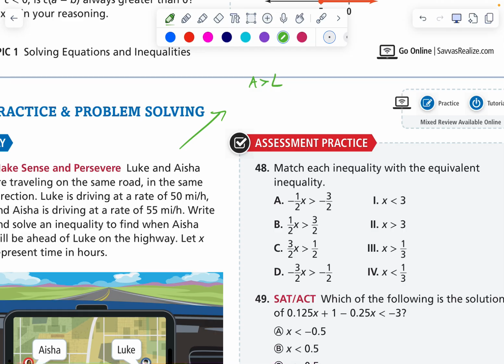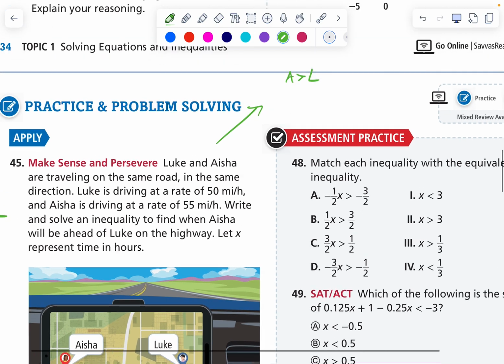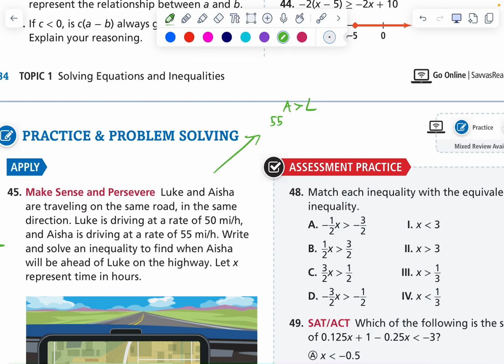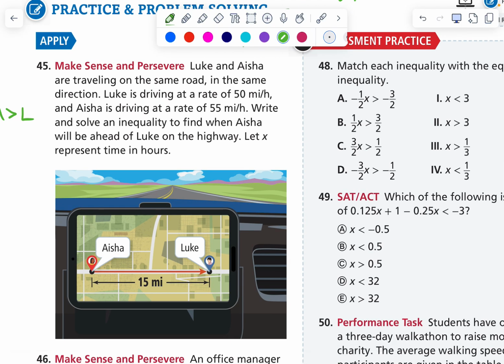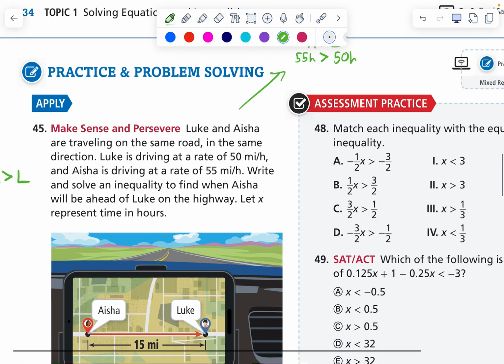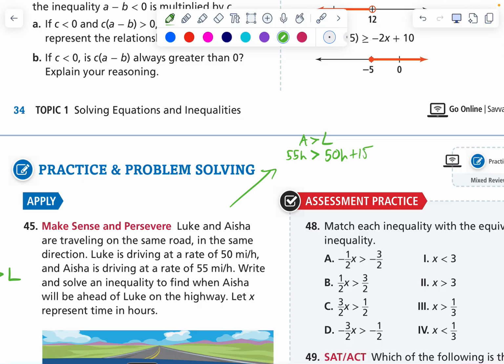We are solving this. Where is Aisha ahead of Luke? Now we just need an expression for each of them. And Aisha is 55 miles per hour. Or you could do it just 55h, 55x, whichever one you want. And Luke is 50h. But what do we have to add on him based on this picture? So he's 15 ahead already, right? He's had a head start, maybe we could say. So we add the 15, and now we solve.